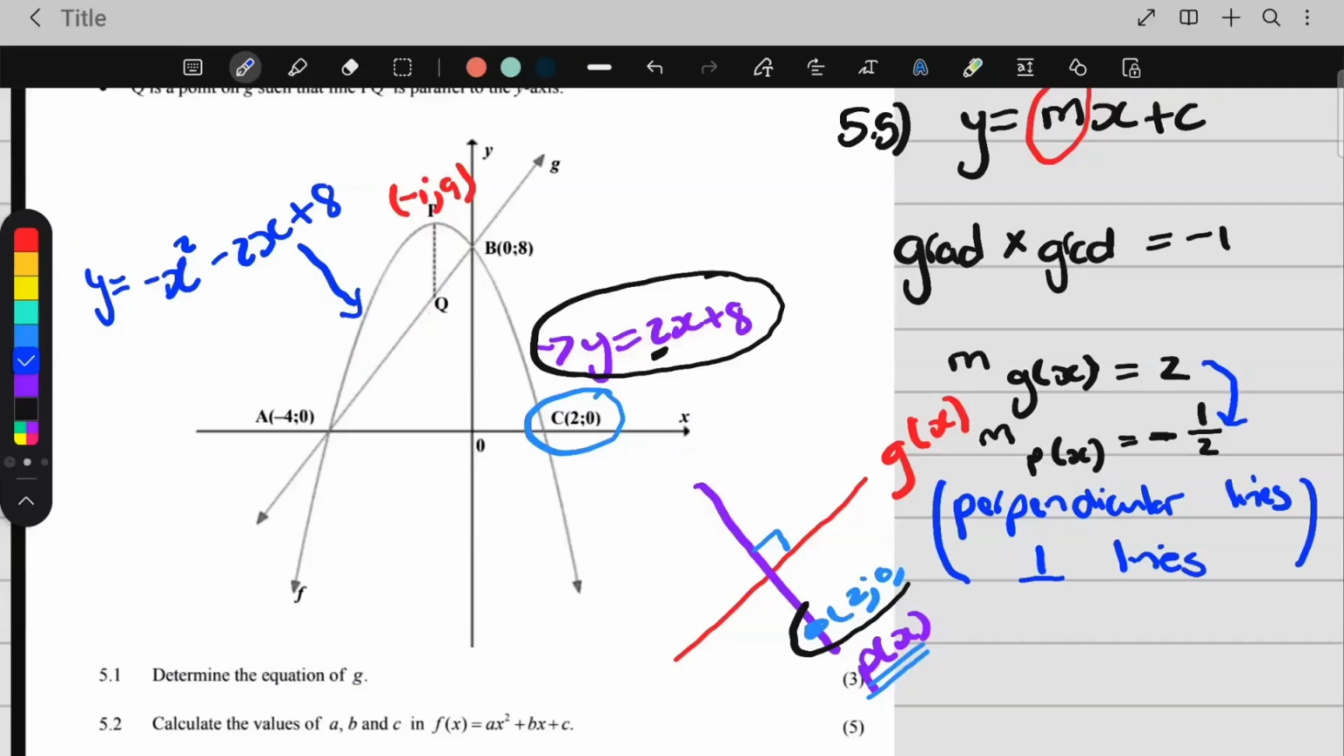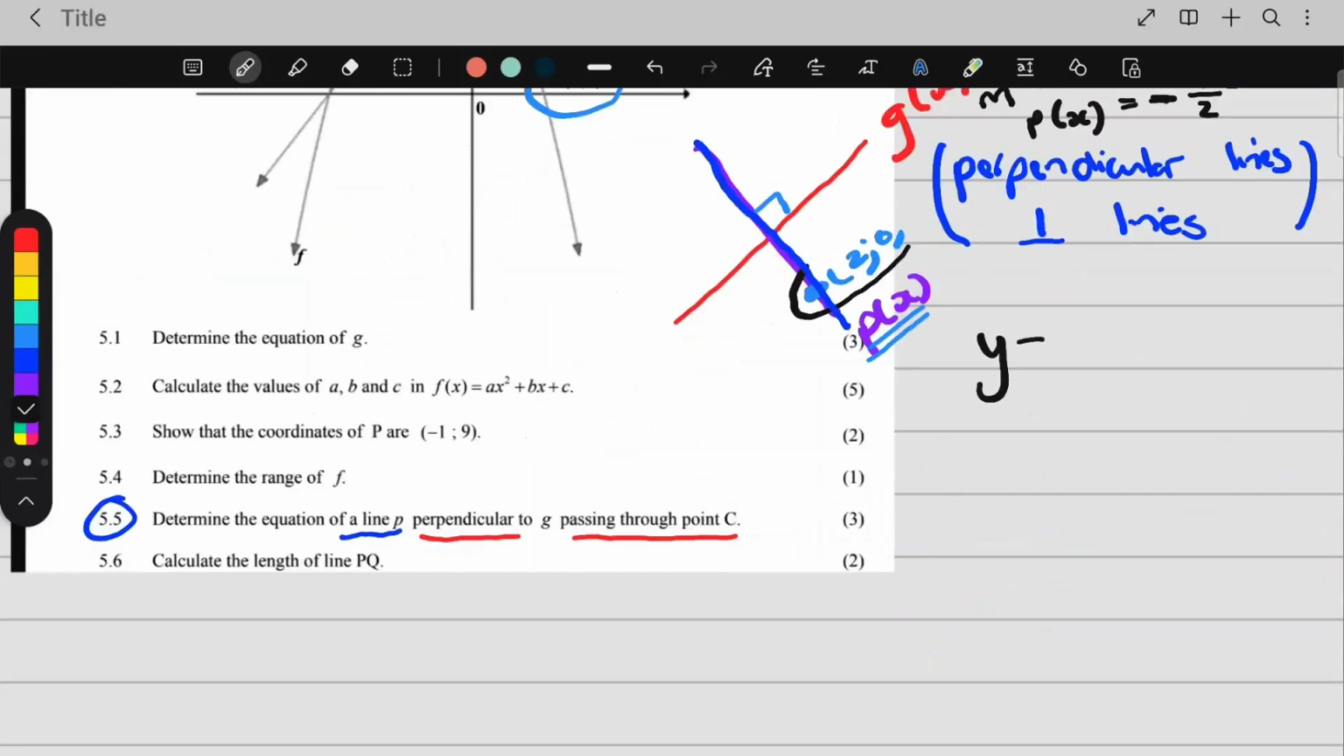So we have our m. You see this m over there? We have that m in our straight line. So y is equal to mx plus c. So far I have y is equal to -1/2 x plus c. And now I have to sub in a point on my line. So there's 2 and 0. It's on the line. It says our line passes through c. C was 2 and 0.